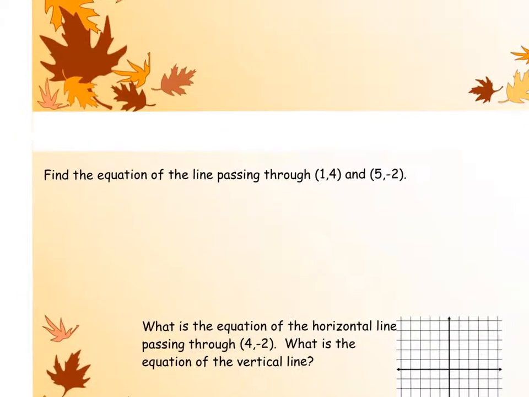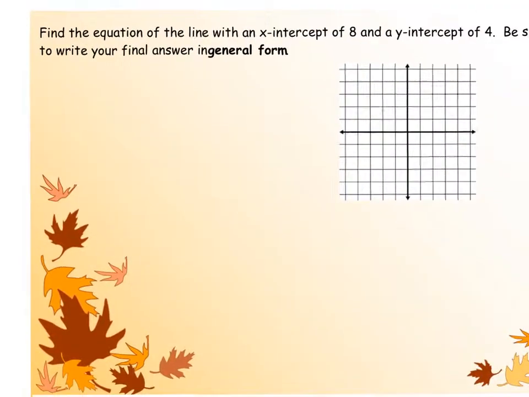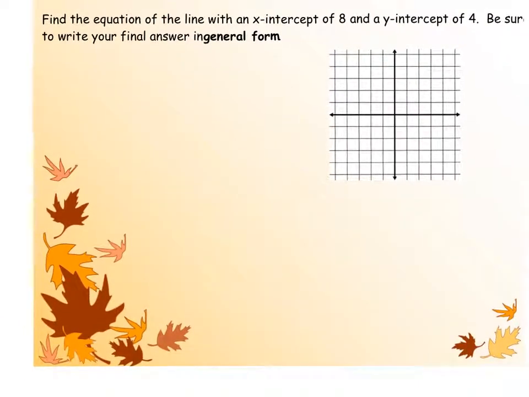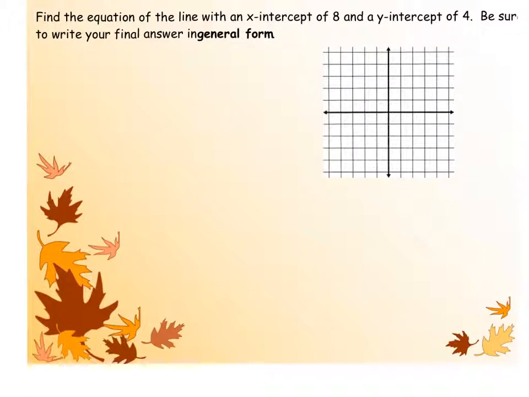All right, I am going to head right up here to get us going on an example. So here we are. We've got some information. We want to find the equation of a line, and we know a couple things about it. It has an x-intercept of 8, and it has a y-intercept of 4.